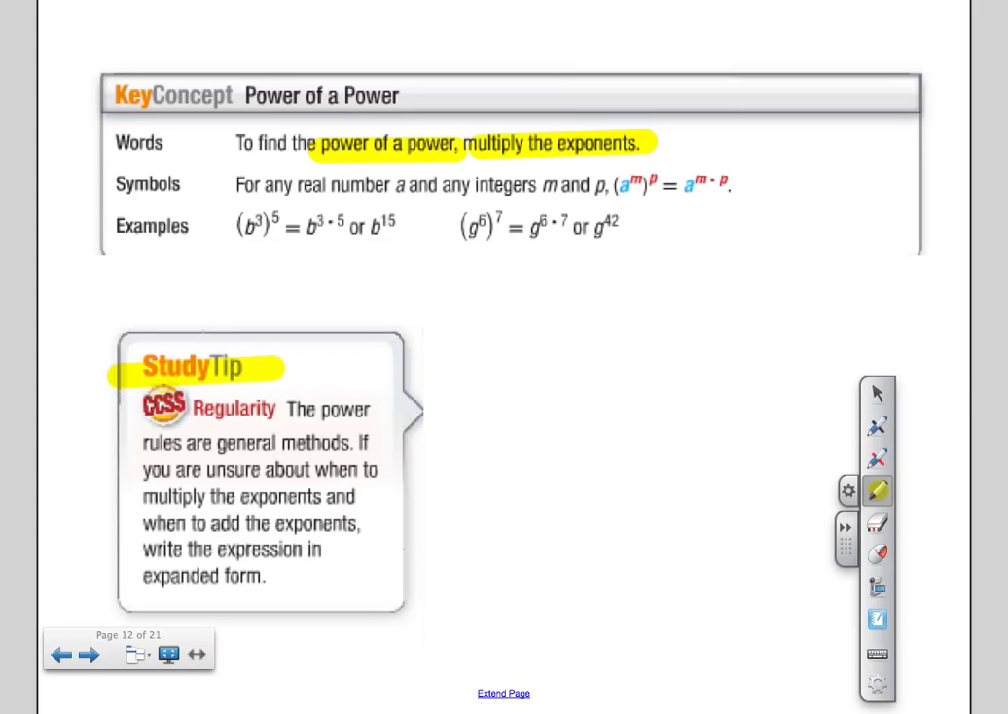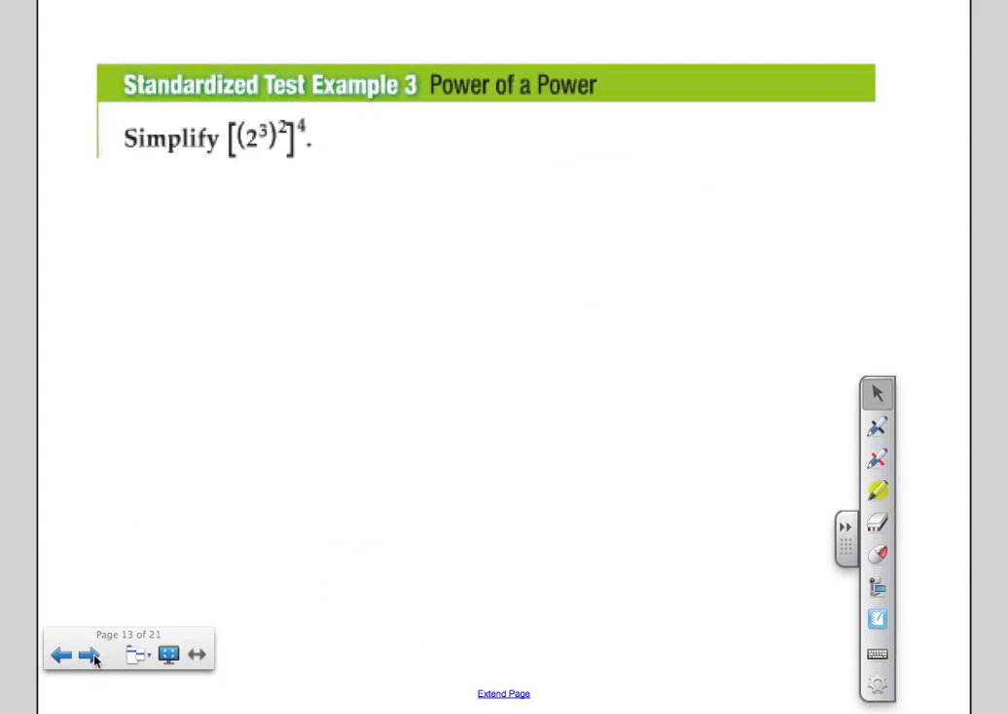And here's a good study tip, I think. If you're unsure which to multiply or when to add, you can always write it in expanded form. You can always go 4 to the third, to the power 2. That means 4 to the third times 4 to the third, right? And figure it out in long form. That's that study tip. That's not a bad thought.